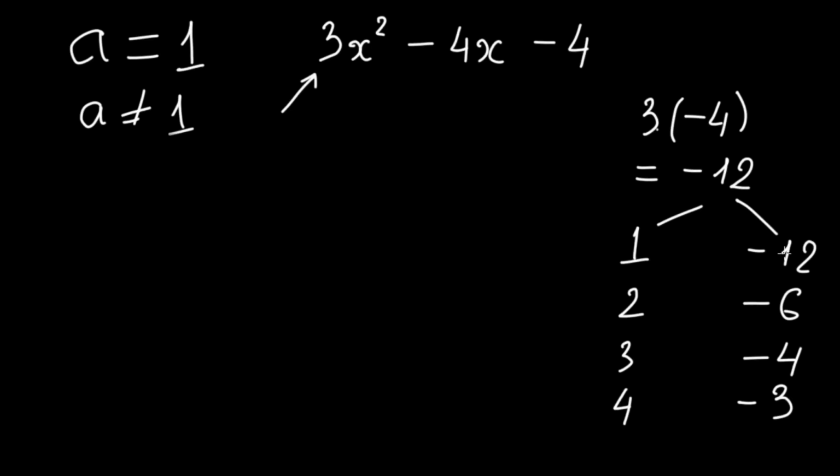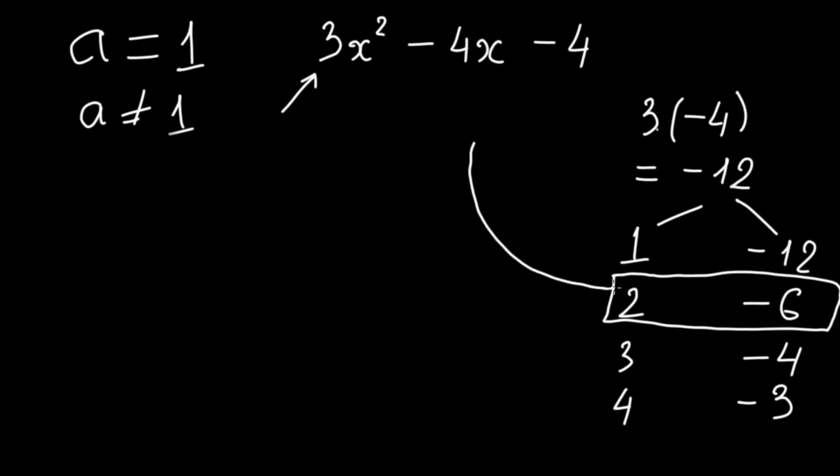1 added to negative 12, we get negative 11, so we don't take this set, right? 2 added to negative 6, we get negative 4. See right here, 2 added to negative 6, we got negative 4, which is b. And then 2 times negative 6, we got negative 12, right? Bingo. So we choose this set, 2 and negative 6.